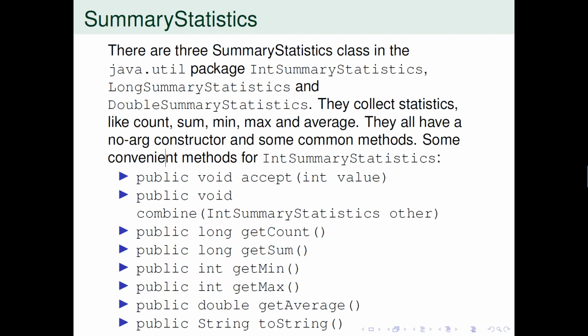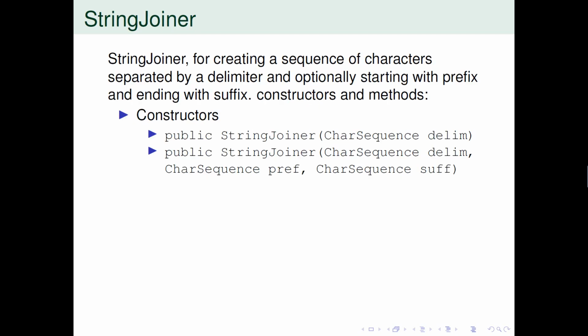Fine, clear? So here are those methods. You have the accept method, you have the method called combine to combine with another summary statistics into this. Get count, get sum, get min, get max, get average, and of course there's a nice toString method which will show all the fields. Fine, clear? So this is also a useful class. Just like int summary statistics, there's a long summary statistics and double summary statistics. So these are some useful classes which you can use here.